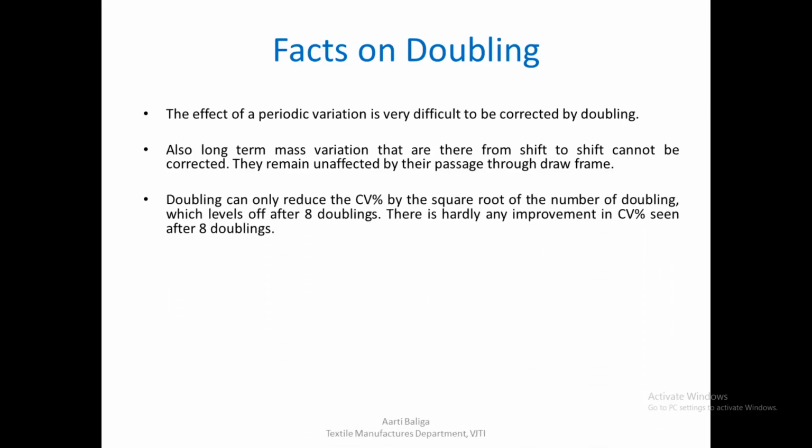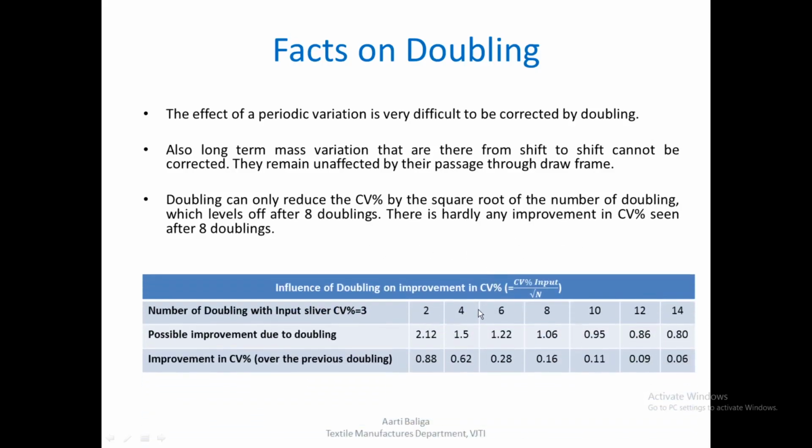Doubling can only reduce the CV by the square root of the number of doublings. We have seen this formula earlier. Now a table is going to come up in which we will see that after a certain number of doublings, 8 doublings, the CV reduction flattens out, and after that we hardly see any improvement in the CV. Looking at this table, we see the influence of doubling on improvement in CV percentage of the output sliver.